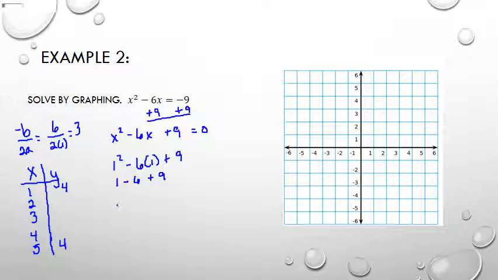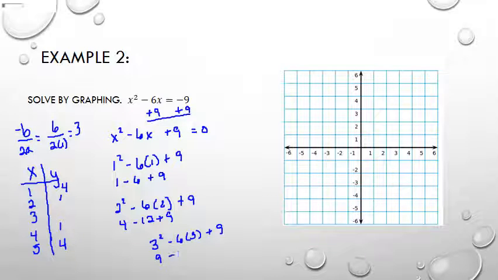Let's go ahead and plug in 2. 2 squared minus 6 times 2 plus 9. That gives us 4 minus 12 plus 9, and that gives us 1. And now let's plug in 3. 3 squared minus 6 times 3 plus 9. That gives us 9 minus 18 plus 9, and that gives us 0.